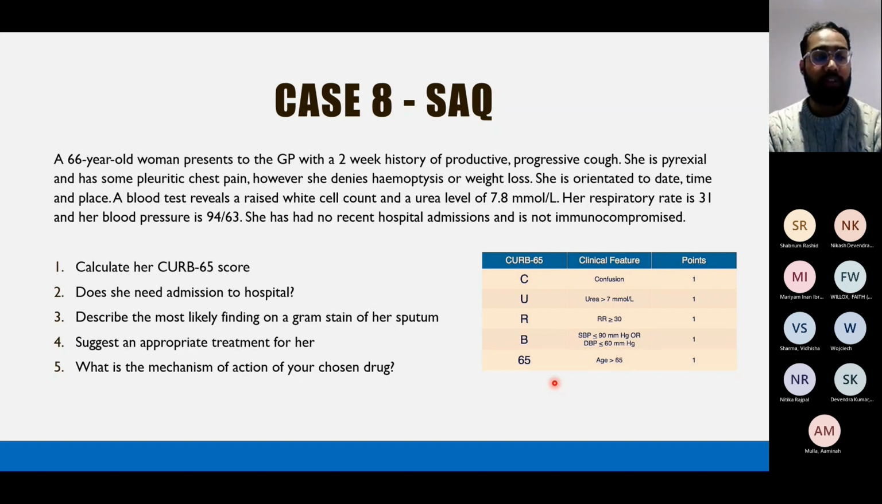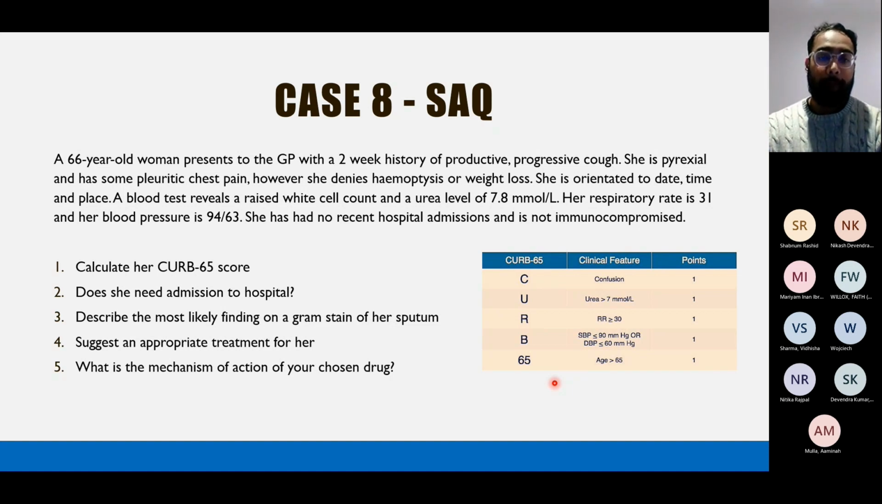So that's where you're looking at, if you have a CURB score of 2, but this patient's immunocompromised, you're going to admit them. But if it's a CURB score of 2 in a 23-year-old healthy university student with no medical background, you can manage them in the community. If they have a CURB score of 3 or above, you always admit. And if it's a CURB score of 5, you're looking at more intensive admission.